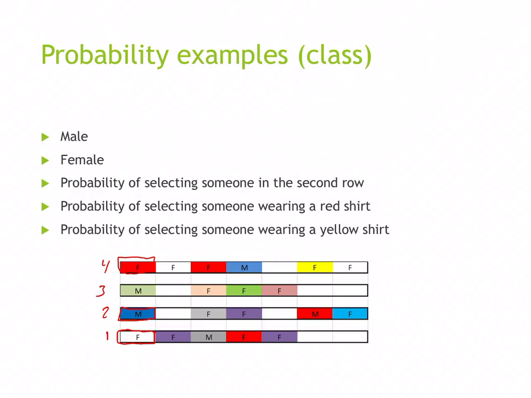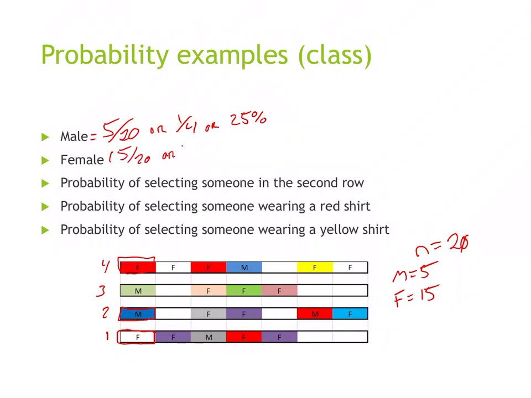And what we're looking at is, for the first one, males and females. But first we have to know how many people we're totally dealing with here. If we add them all up, our N is going to equal 20 males and females. Broken down, males, there's 5 of them. Females, there's 15. So if we look at males, what is the probability of selecting a male randomly in the class? That'd be 5 over 20, or you can write that as 1/4, or 25%. The probability of selecting a female is 15 over 20, or 3/4, or 75%.